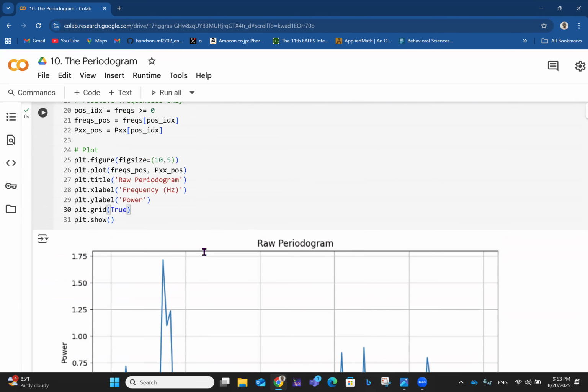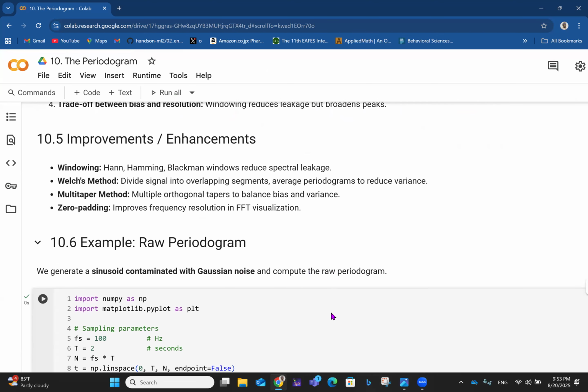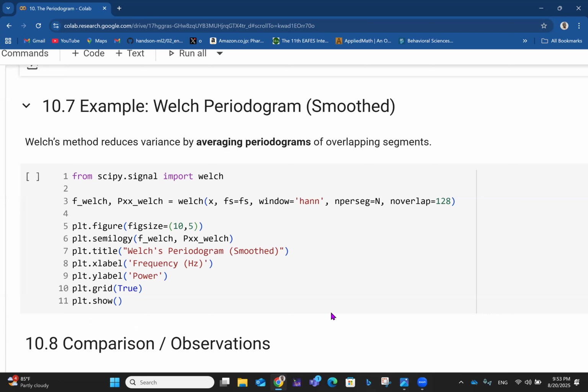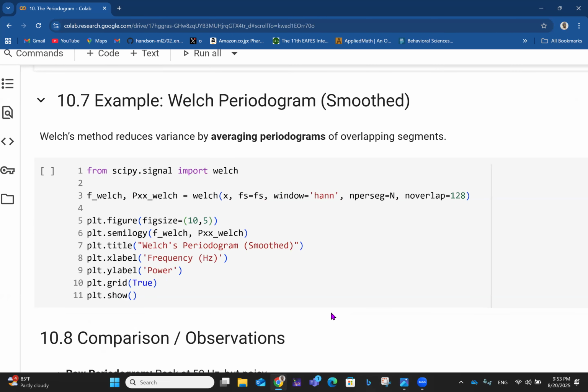And then when we use the Welch method, we divide the signal, which is a way of enhancing the quality. We divide the signal into overlapping segments to improve what we've just seen. In this case, we have the Welch periodogram, which is smoothed. The Welch method reduces variance by averaging periodograms of overlapping segments. It's some kind of, if you like, moving average in statistics.